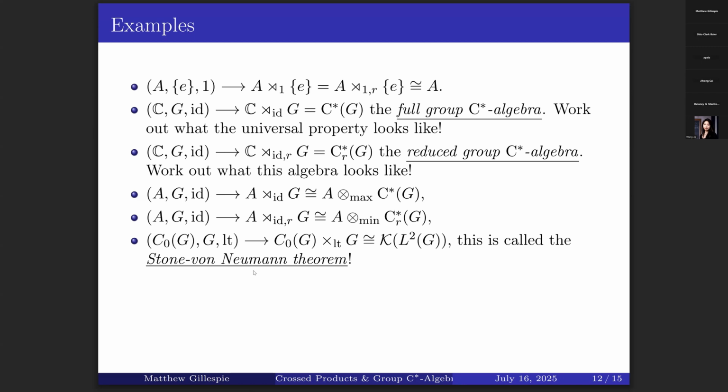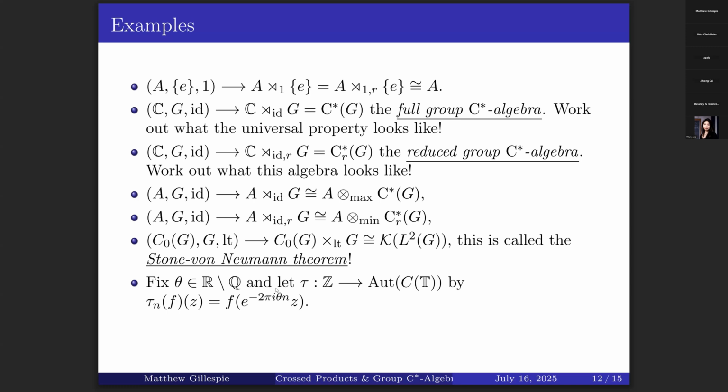This is an extremely important cross product. It comes up everywhere, and it's so important, in fact, that it has a name that's named after two very important people in this field. So if I take C0 of G with the group G itself, again G is any locally compact group, and left translation is my action, then this cross product is always isomorphic to the compacts on L2. This is called the Stone-von Neumann theorem. It's a very famous theorem, and it's used all the time in cross product theory because it's very useful. So that's one to remember.